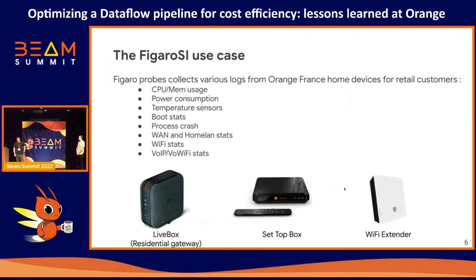Now the use case. We call it Figaro SE. The scope for this use case is the three kinds of Orange devices deployed in houses of the Orange France residential customers. So there is the residential gateway, we call it Livebox, the set-top box or TV decoder, and the Wi-Fi extender or Wi-Fi repeater.